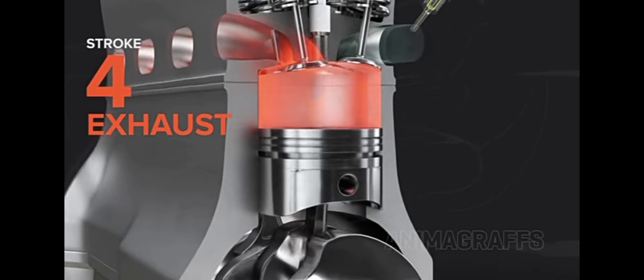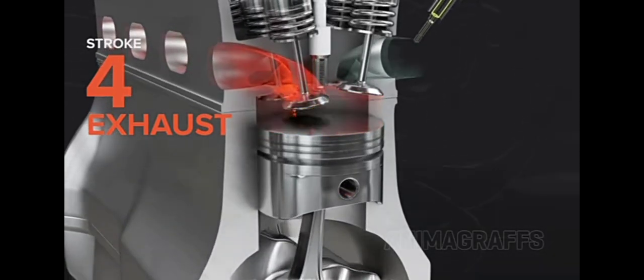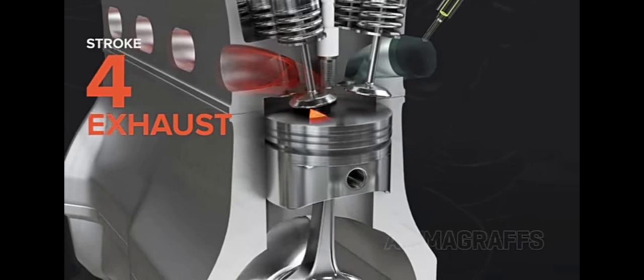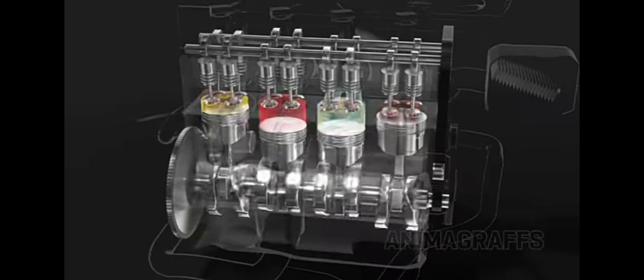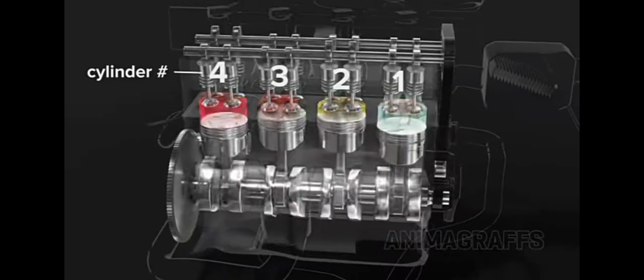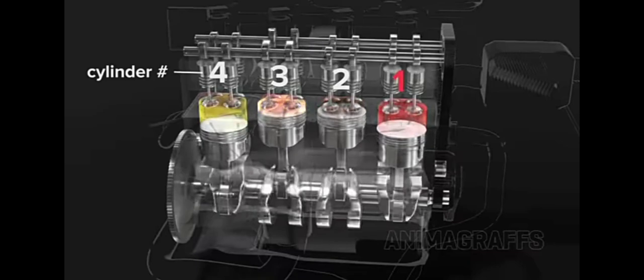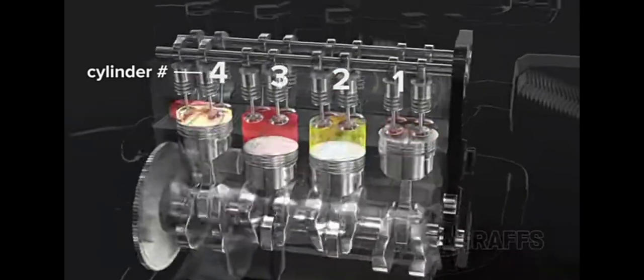Finally, exhaust. The piston comes back up, pushing the spent mixture out through open exhaust valves and the exhaust port, connecting multiple pistons. For smooth power delivery, pistons take turns firing. The firing order for this engine is 1, 3, 4, 2.